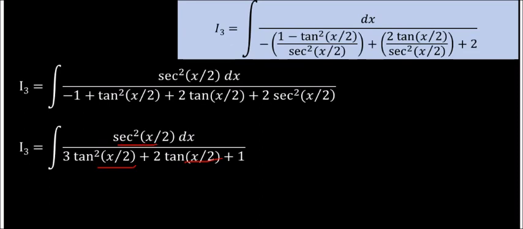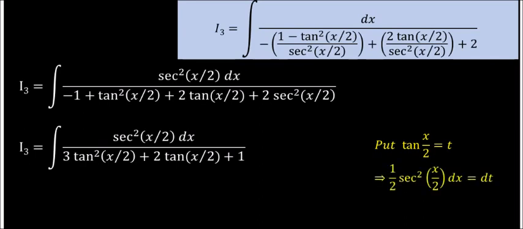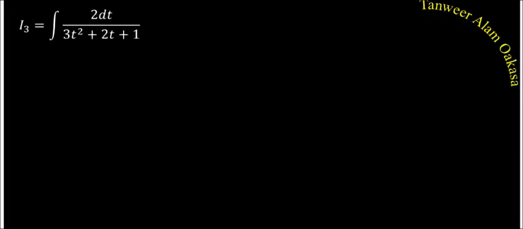And the substitution for this is to put tan of x by 2 equal to t. So sec square x by 2 dx becomes dt. Put tan of x by 2 as t, and half sec square x by 2 dx becomes dt. So this gets reduced to a simpler form: the integration of 2 dt upon 3t square plus 2t plus 1. So I have a quadratic term in the denominator.